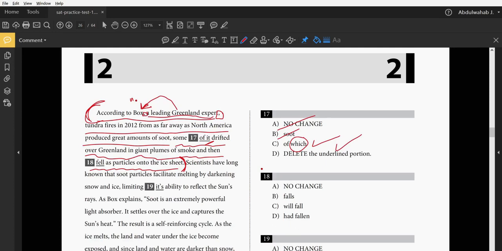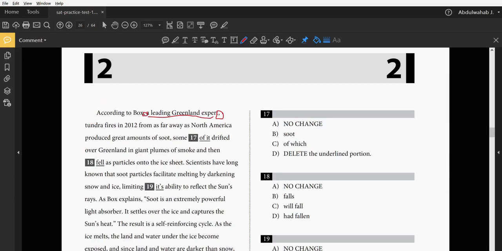Now, delete the underlined portion. "Some drifted over Greenland." Again, here some would serve as the subject of the sentence, but there is no linking word between the 2 clauses. So, some of it drifted over Greenland in giant plumes of smoke and then fell as particles onto the ice sheet. Now, here we have the underlined part, which is fell.